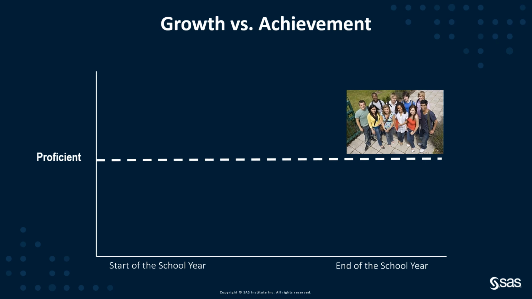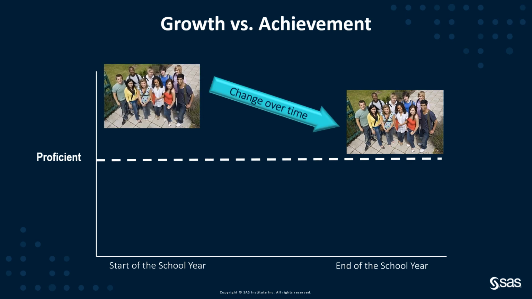Here's a group of high school math students. If we look at their achievement, things look pretty good. At the end of the school year, they more than met the standard for proficiency. But what if we look at how they were expected to perform? Then the picture becomes quite different.